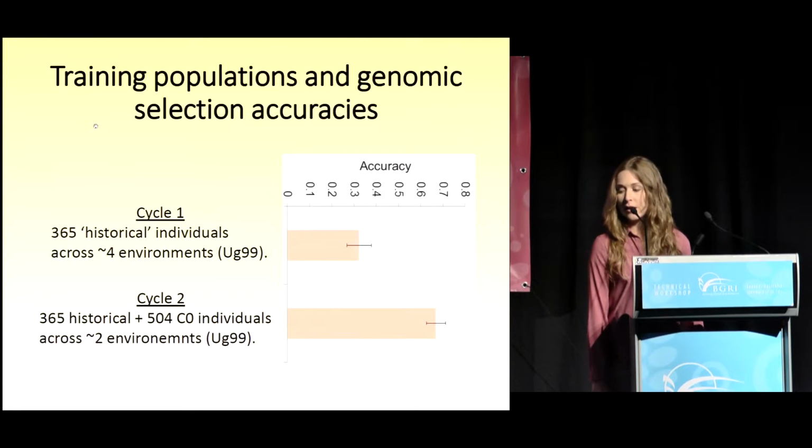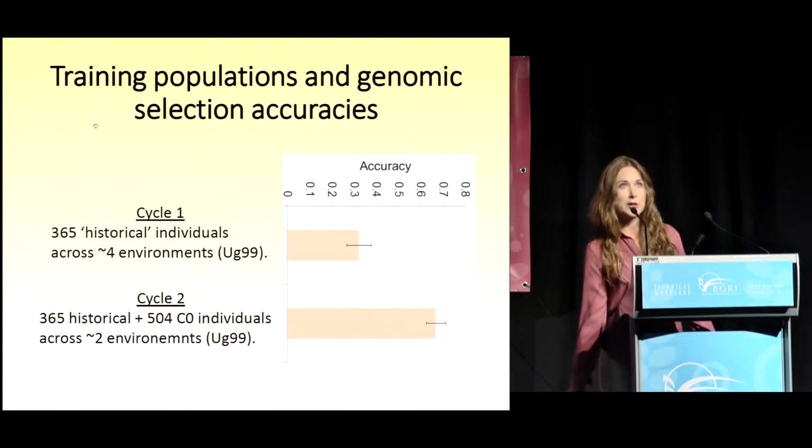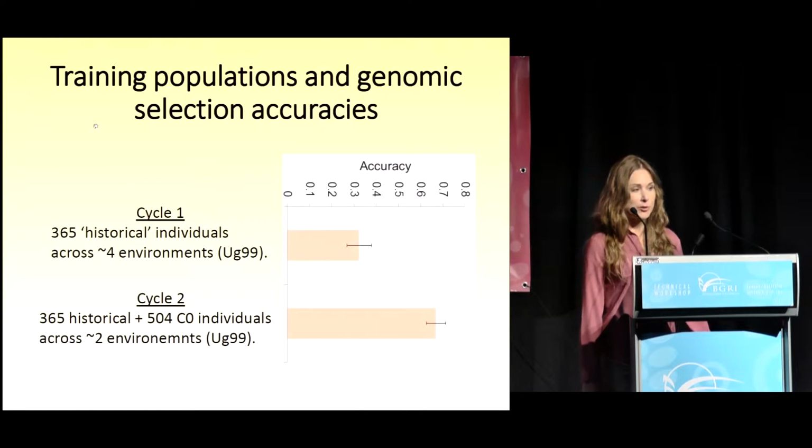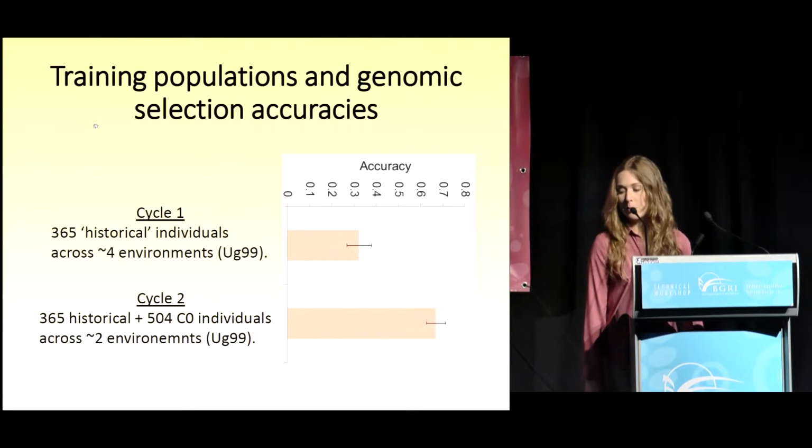The training sets that we used were different in the 2 different cycles of genomic selection. In the first cycle, we had a set of 365 historical individuals. Now, this isn't historical in the sense that they're really old, but it's just data that's already pre-existing that we used for the purpose of training the model. These were 365 lines evaluated across approximately 4 environments each, in Kenya and in Ethiopia. This was for stem rust race UG99, or the race group.